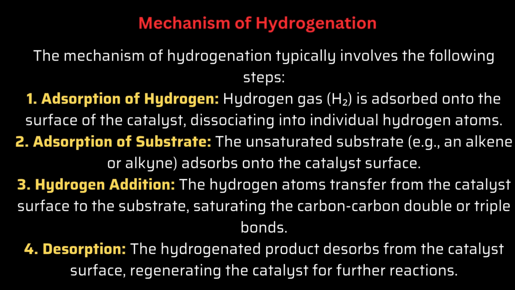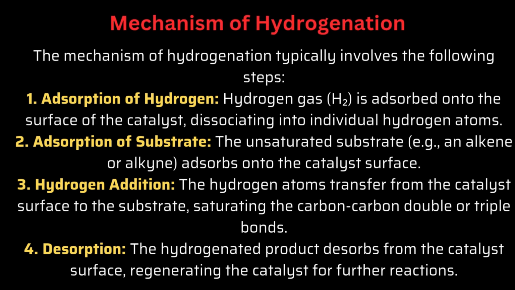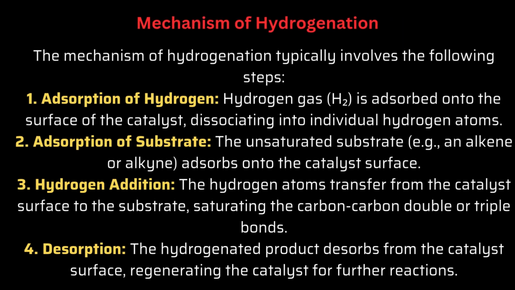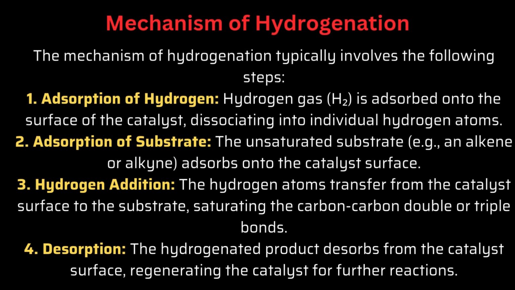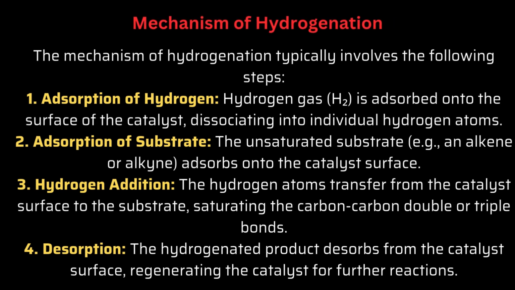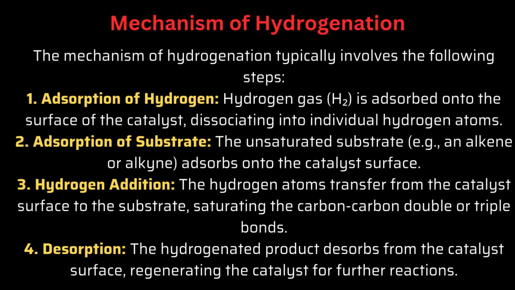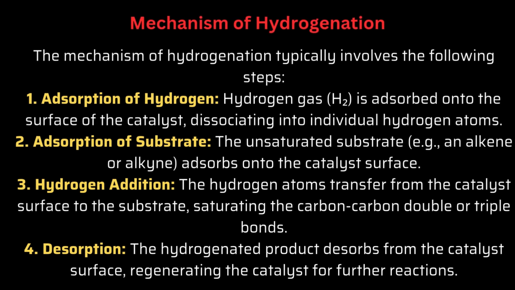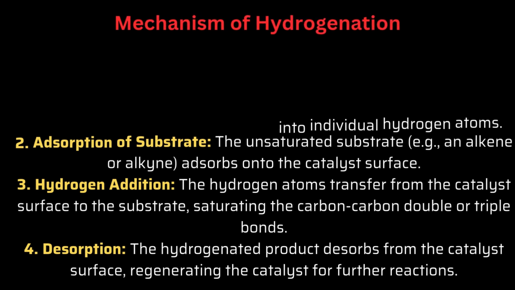2. Adsorption of substrate. The unsaturated substrate, for example, an alkene or alkyne, adsorbs onto the catalyst surface. 3. Hydrogen addition. The hydrogen atoms transfer from the catalyst surface to the substrate, saturating the carbon-carbon double or triple bonds. 4. Desorption. The hydrogenated product desorbs from the catalyst surface, regenerating the catalyst for further reactions.